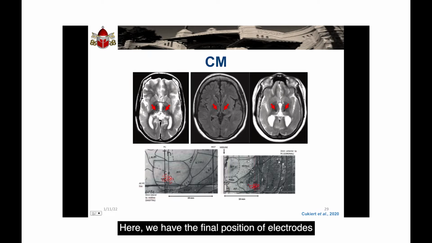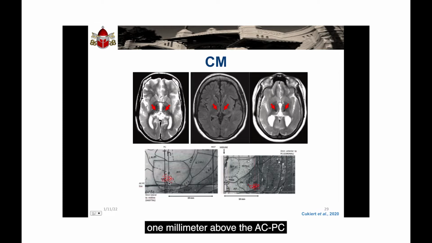Here we have the final position of electrodes in three different patients, showing that they were positioned 1 millimeter in front of the posterior commissure, as seen here, 1 millimeter above the ACPC, and 9 to 10 millimeters lateral to the midline.